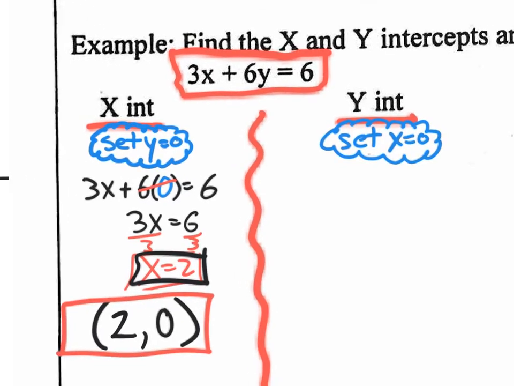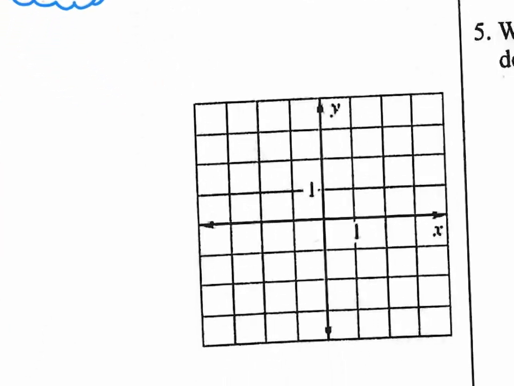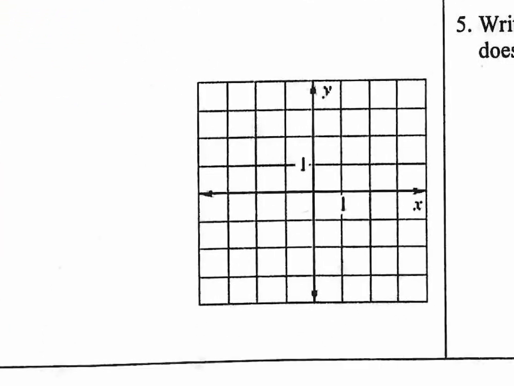When we go to the graph over here, let's go to the x-intercept 2, 0. So you're going to go 2 on the x, 0 on the y, and you're going to put a dot right there. Okay, so let's do that. Put a dot right there, 2, 0. That is your x-intercept.